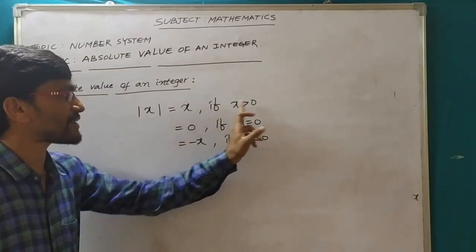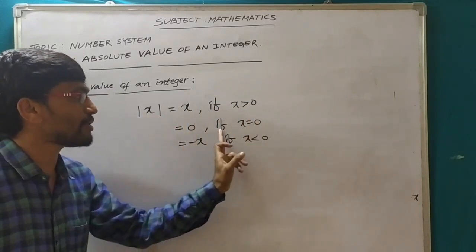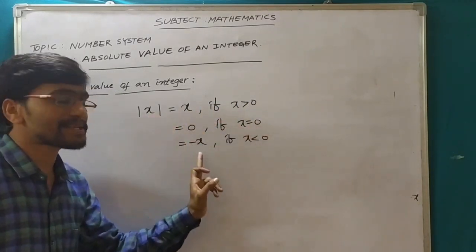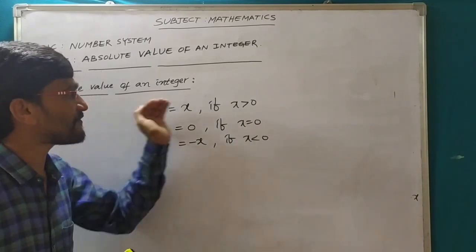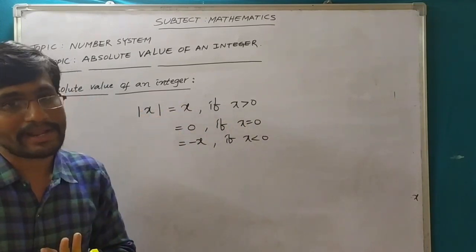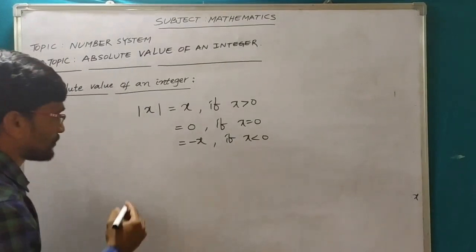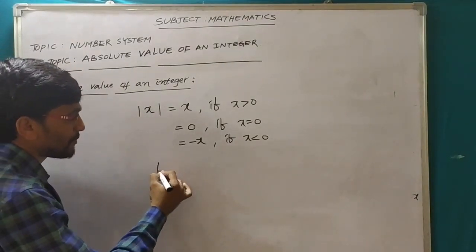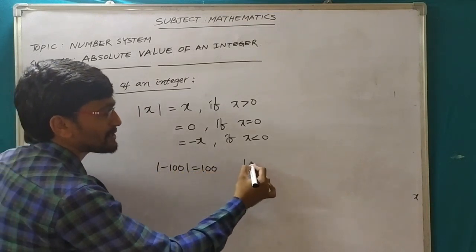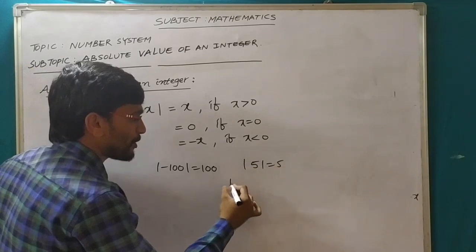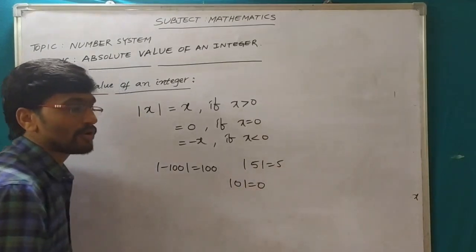Modulus x is equal to x if x is greater than 0. Modulus x is equal to 0 if x is equal to 0. Modulus x is equal to minus x if x is less than 0. This is the definition of absolute value of an integer. Let us consider some examples. Modulus minus 100 is equal to 100. Modulus 5 is equal to 5. Modulus 0 is equal to 0.